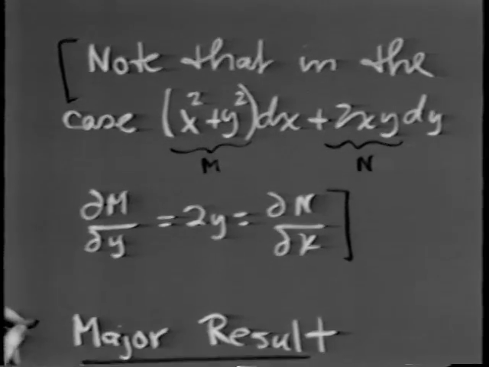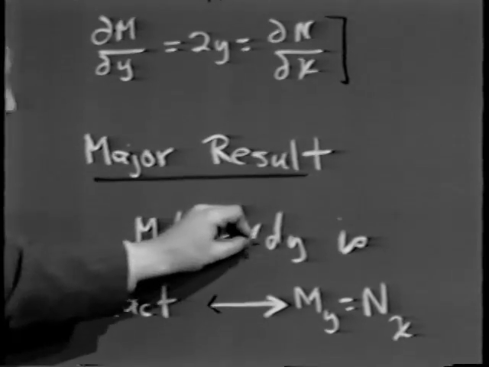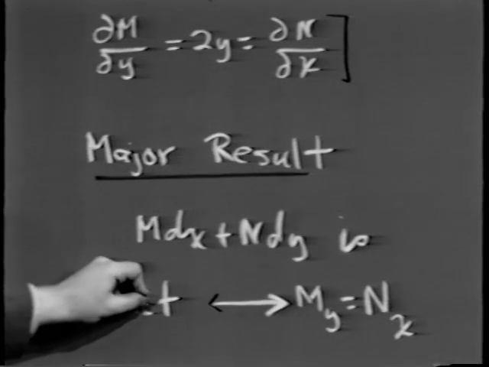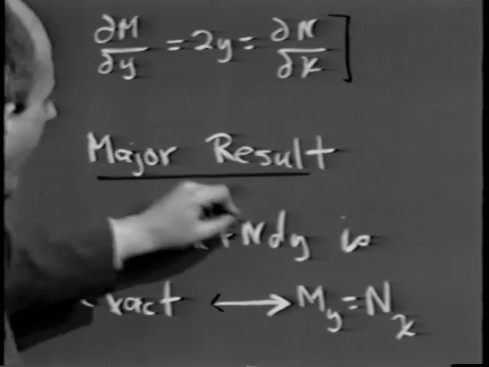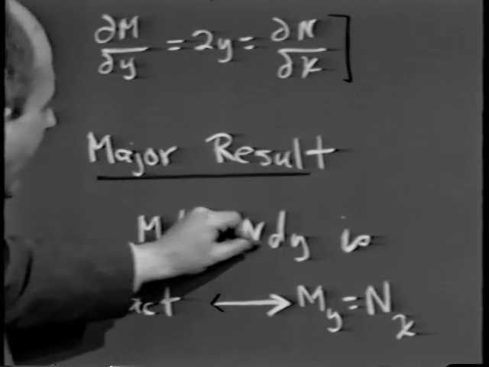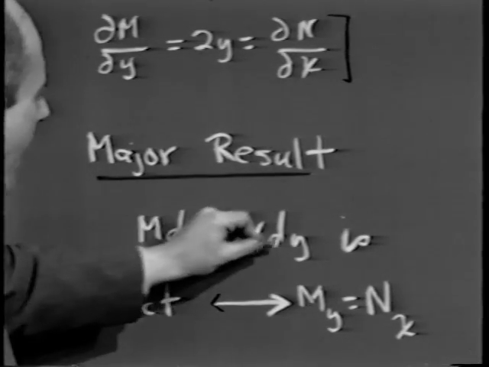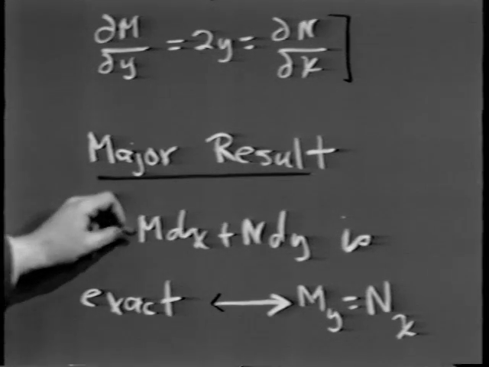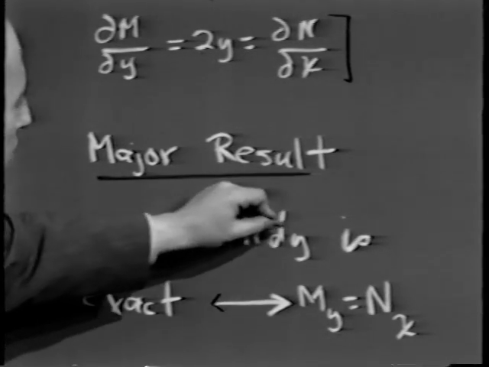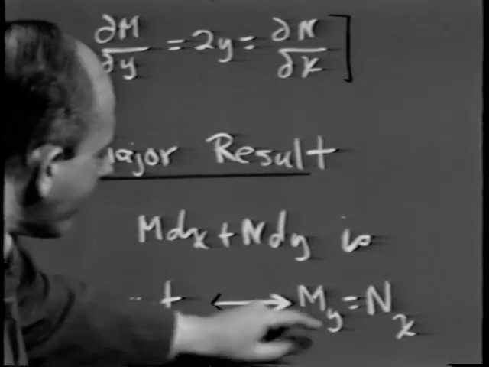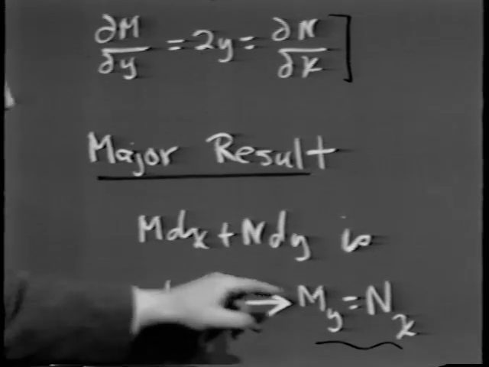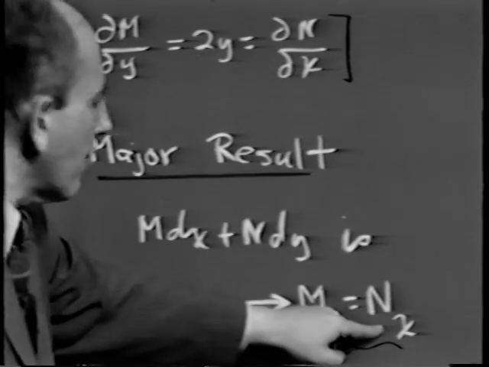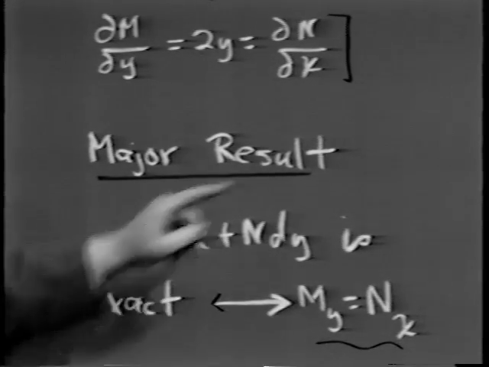And the major result is, and I didn't write this in because I didn't want to use up too much space, but this is emphasized in the text and in the exercises: if m, n, m sub y, and n sub x all exist and are continuous, then not only can we say that m dx plus n dy is exact implies this part, but we can do the converse too. That in particular, if m sub y equals n sub x, we can conclude that this is exact.